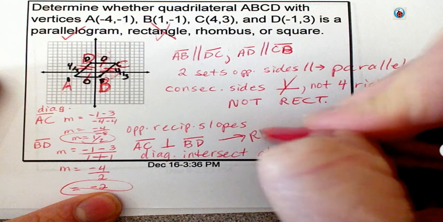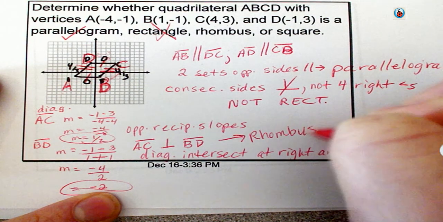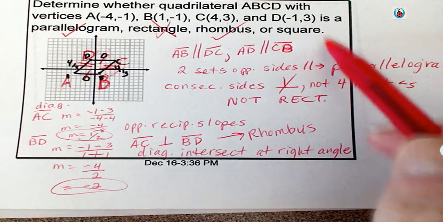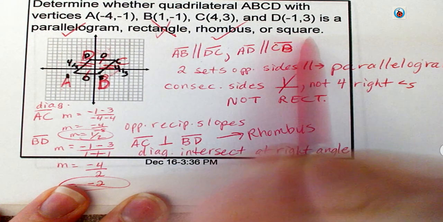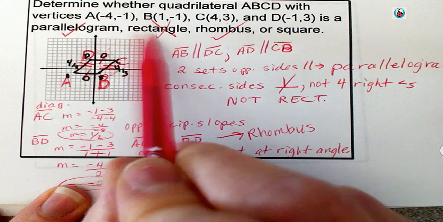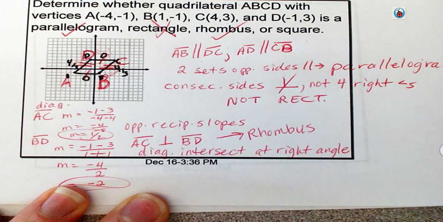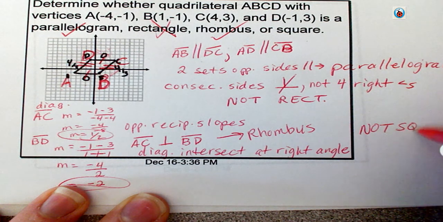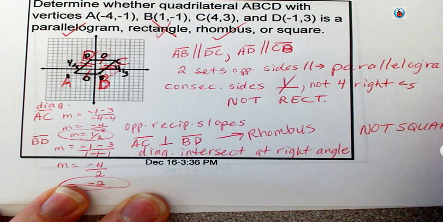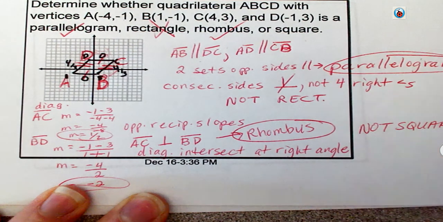So, rhombus, yes. And it's only a square if it is all three of these. There's no special test for a square, you just test your way through parallelogram, rectangle, rhombus, and if it's all three, then it's also a square. So it is not a square because it is not all three. So those two.